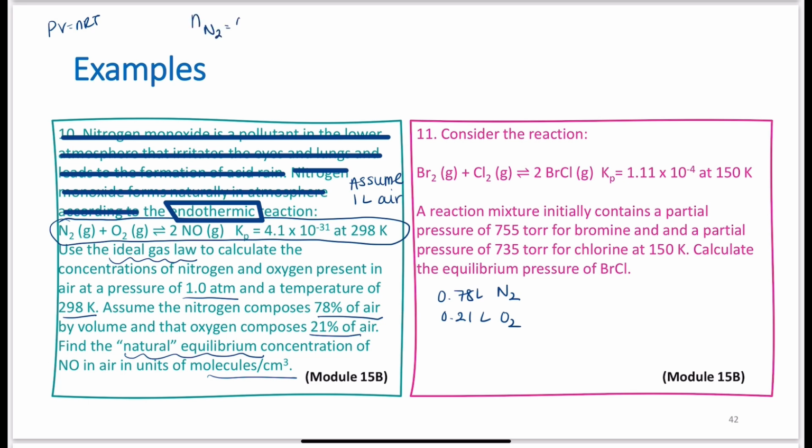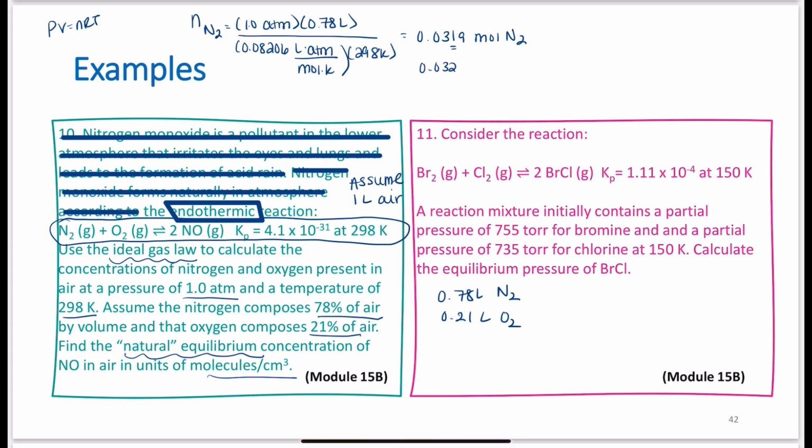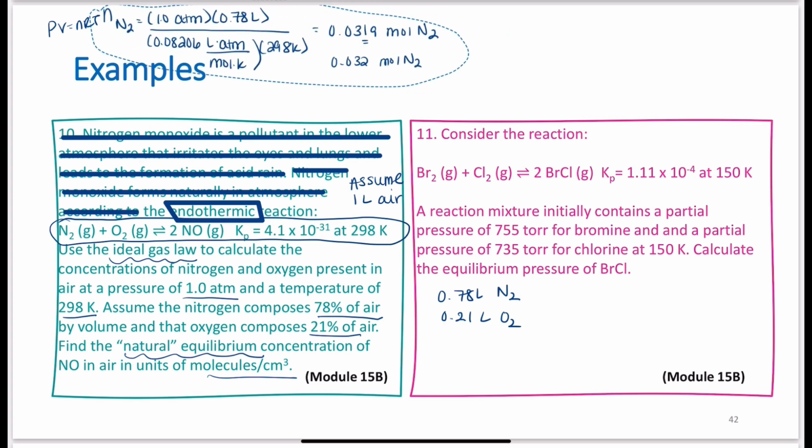Number of moles of N2. I've got 1.0 atmosphere. I've assumed 1 liter, so 0.78 liters are nitrogen. My gas constant is 0.08206 liter atmosphere per mole K. My temperature is 298 K. So I've got 0.0319 moles of N2. My sig figs are here, so 0.032. Oftentimes I'll carry that extra number, but when I've got a 1 and a 9, I'm running it up to 2, I'm just going to move it and not have to carry the extra number around. That gave me the number of moles of N2. I'm going to have to erase this in a minute, but for right now, I can move this over.